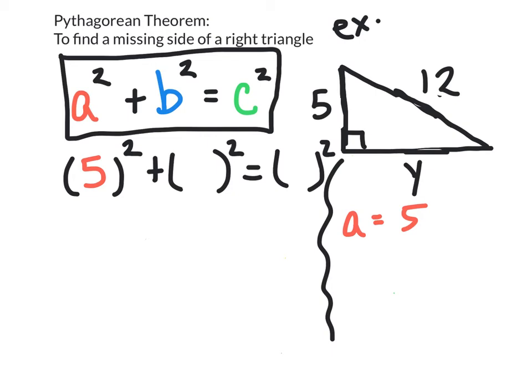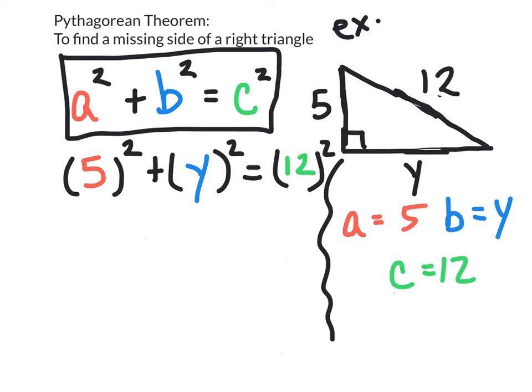Okay, so you'll also notice now that I've got my a, my b is actually y here, and so I'm going to go ahead and write b is equal to y. That's the missing value. That's my missing side, the side that I'm going to try and find. And then lastly, my c is actually equal to 12, and I'm going to go ahead and plug that value in. Now I'm going to go ahead and calculate each one of these, coming back over to my a squared plus b squared equals c squared.